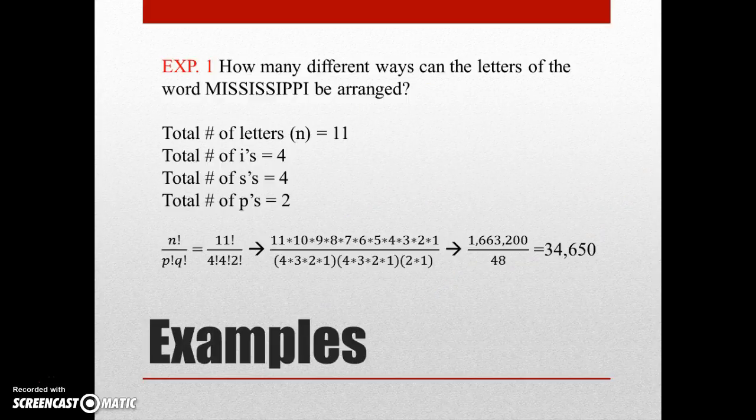Again, an example. How many different ways can the letters of the word Mississippi be arranged? Now, first thing we need to figure out is our n, right? And again, that's our set size. So our set size for the word Mississippi would be how many letters we have in total. So we count it, we have 1, 2, 3, 4, 5, 6, 7, 8, 9, 10, 11, right? So our n becomes 11.